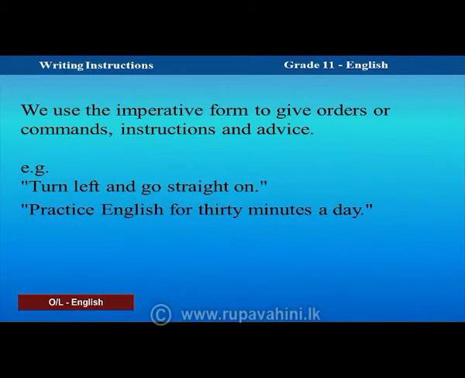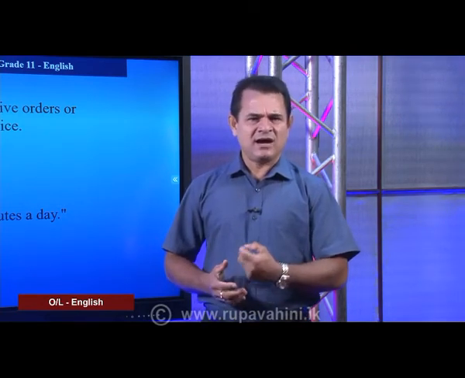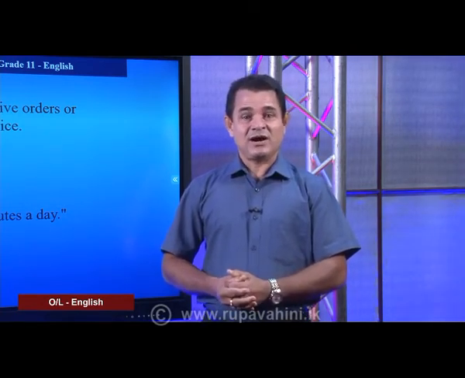And now let's see. We use the imperative form to give orders or commands, instructions and advice. Here some examples are there. Turn left and go straight on. And practice English for 30 minutes a day. If you have a look at these instructions, you just see the first word, turn, practice, start with a verb, and this is one easy way for you to get an idea how to write instructions or how to give instructions.